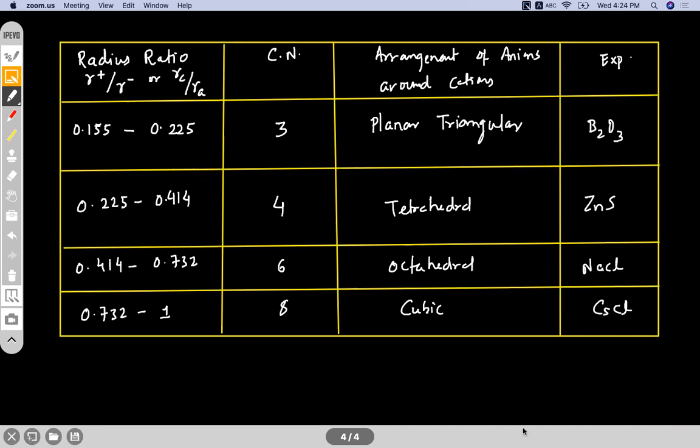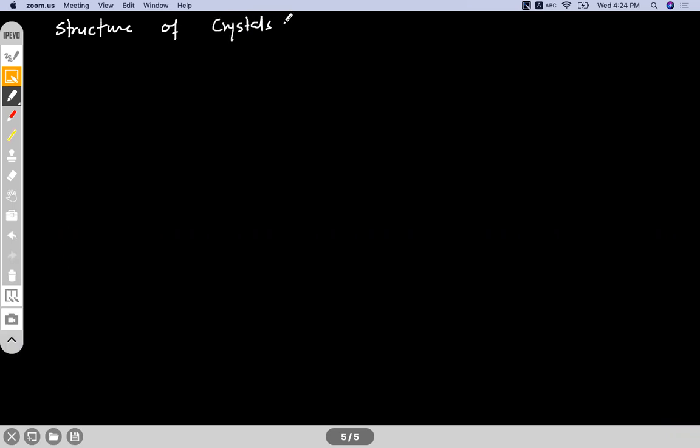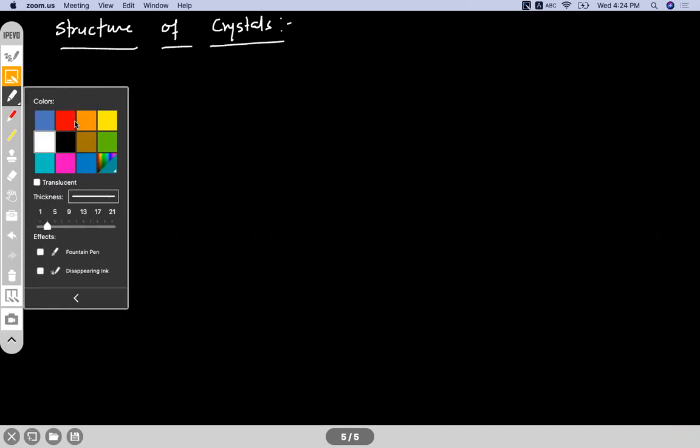Okay, now the structure of crystals. Heading: write down, structure of crystals. We are going to understand, taking the reference of three types of compound. The first one is the simple ionic compounds, which is AB type, then we have AB2 type, and next we have A2B type. These three types of structure we have. Apart from these three, we have other structures also that we are going to see.